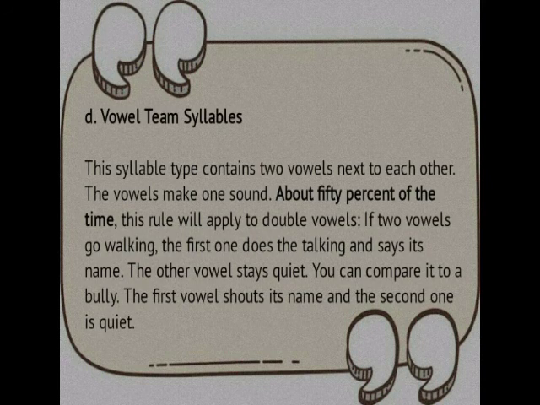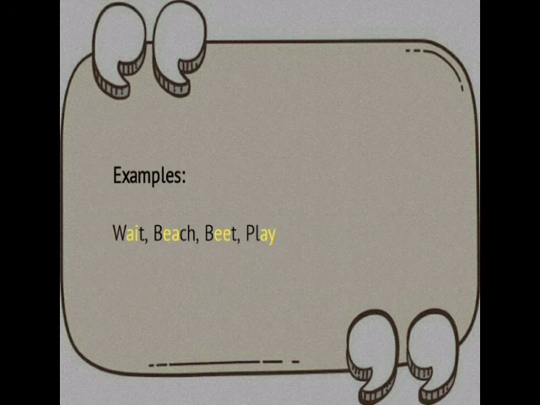D. Vowel team syllable. This syllable type contains two vowels next to each other. The vowels make one sound about 50% of the time. This rule will apply to double vowels: if two vowels go walking, the first one does the talking and says its name. The other vowel stays quiet. You can compare it to a bully. The first vowel shouts its name and the second one is quiet. For example, white, pitch, beat, play.